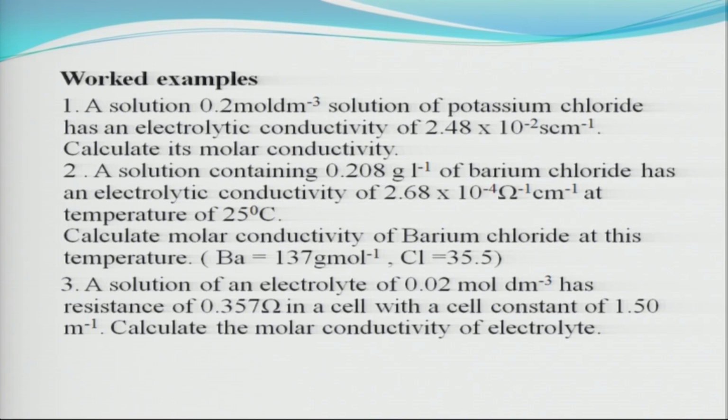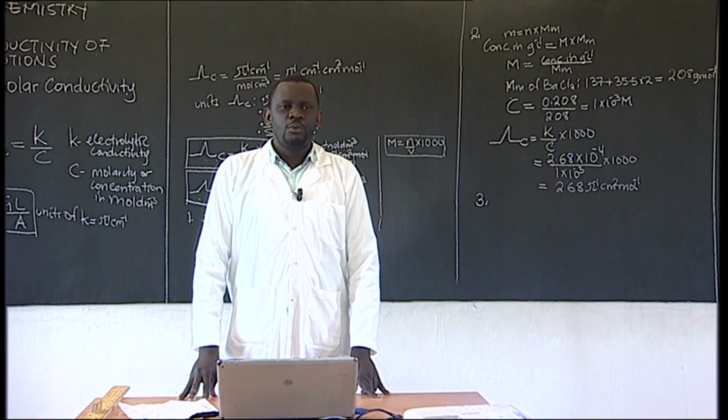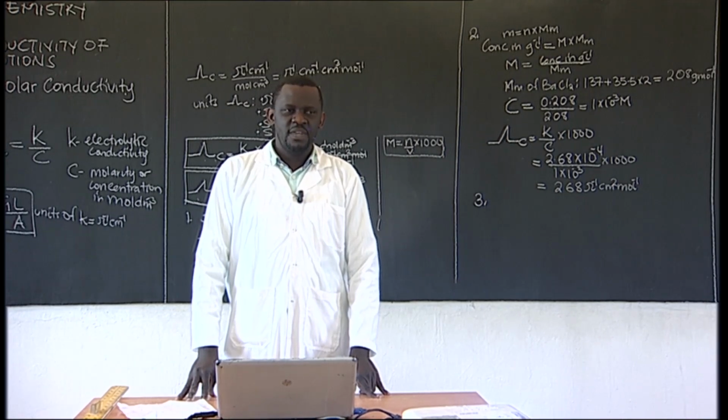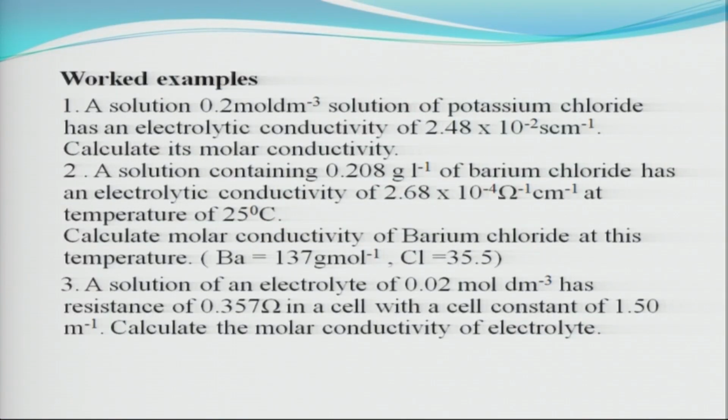Actually, a few seconds. So number 3 says that a solution of an electrolyte of 0.02 moles per decimeter cubed has a resistance. This time they have given us resistance and a cell constant. Do you remember cell constant? Calculate the molar conductivity of the electrolyte. So again, our molar conductivity is given by the same expression.